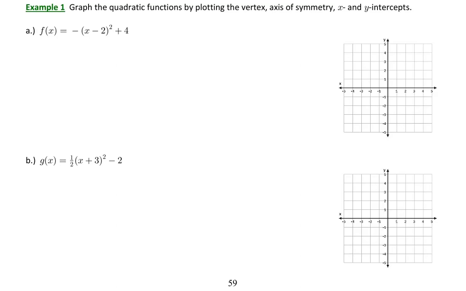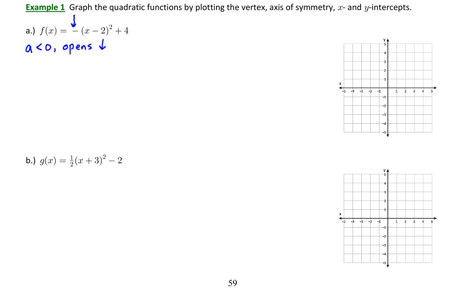Graph the quadratic function by plotting the vertex, axis of symmetry, x- and y-intercepts. So the first thing I want to do is determine the orientation. Notice the leading coefficient of this parabola is negative. Since that leading coefficient is negative, or a is less than 0, we can anticipate our parabola to open down.